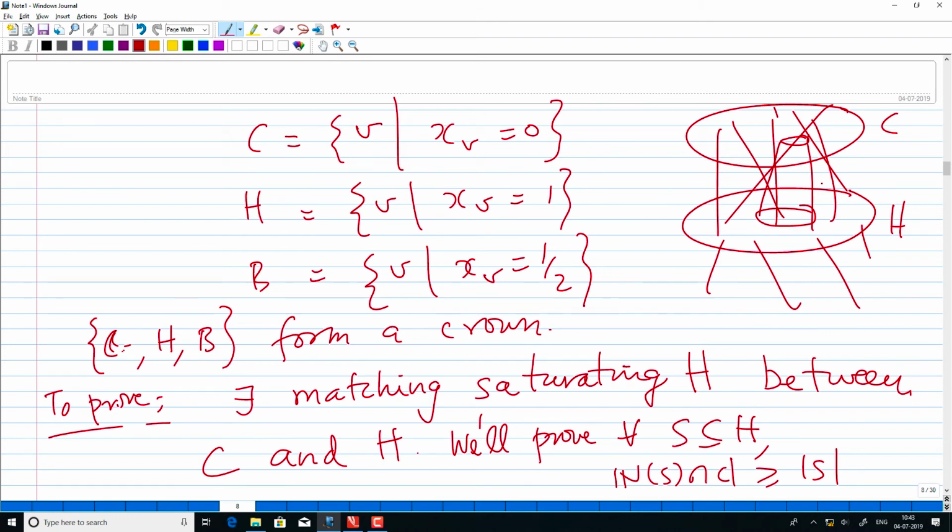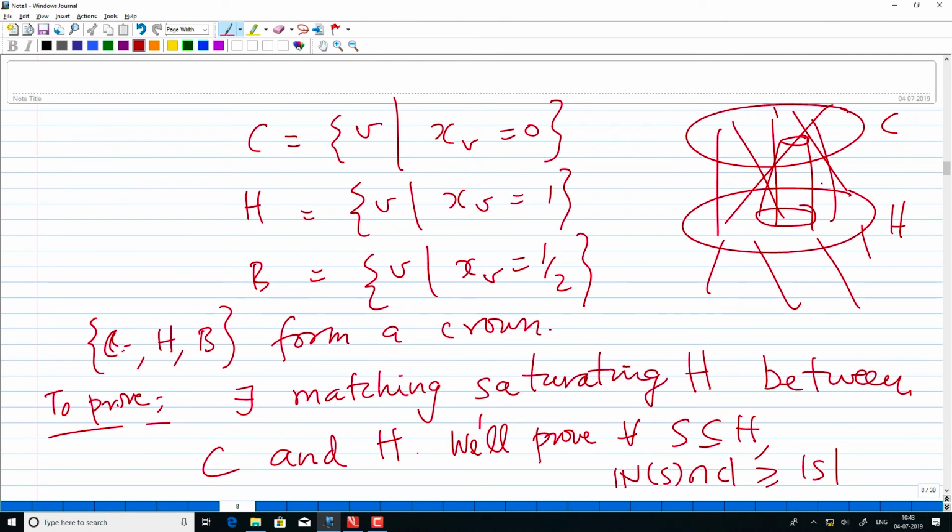So I want to show this. The neighborhood of this set S here is larger than this. That will show that the matching is saturating H. Suppose it is smaller. One way to get a contradiction is to say, suppose I drop all these guys by half. They're currently 1. I'm going to change them to half. And these guys are currently 0. I'll change them to half, right? Then I have increased by a smaller quantity, decreased by a larger quantity. So overall, there will be a drop, okay? And then you also have to show that your feasibility is still satisfied. There is no problem.